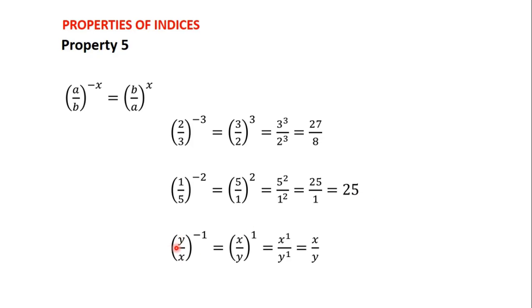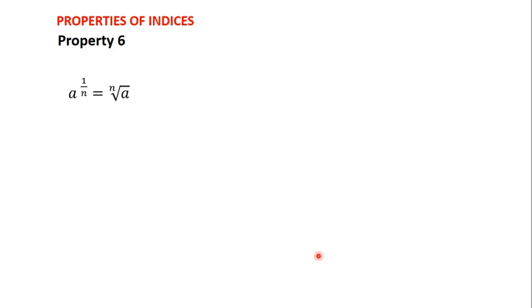If you have y divided by x exponent minus 1, if you are applying this property, you are going to get x divided by y exponent 1, which is x exponent 1 divided by y exponent 1, giving us x divided by y. So all you need to do is to reciprocate the fraction, then you change the negative here to positive. So y divided by x exponent minus 1 becomes x divided by y exponent 1, which is x divided by y.